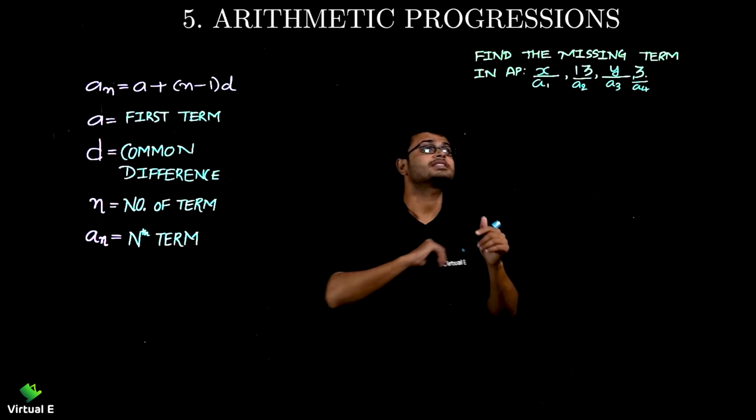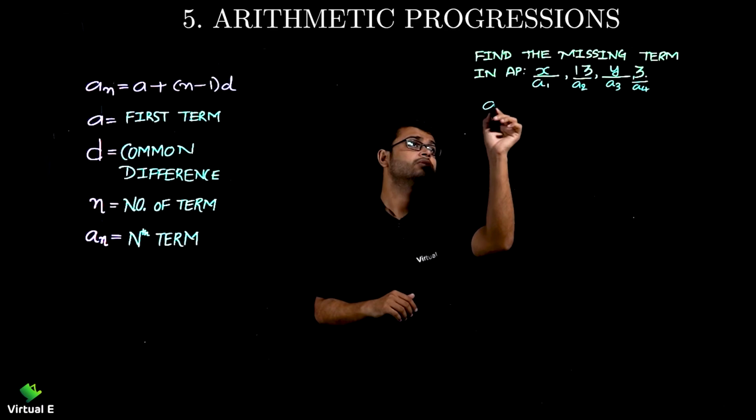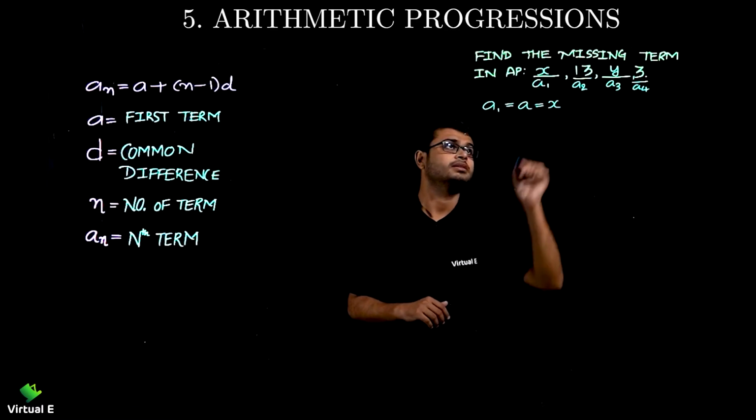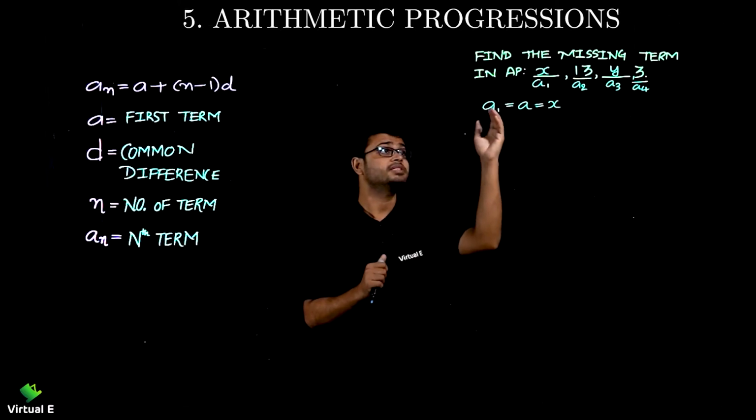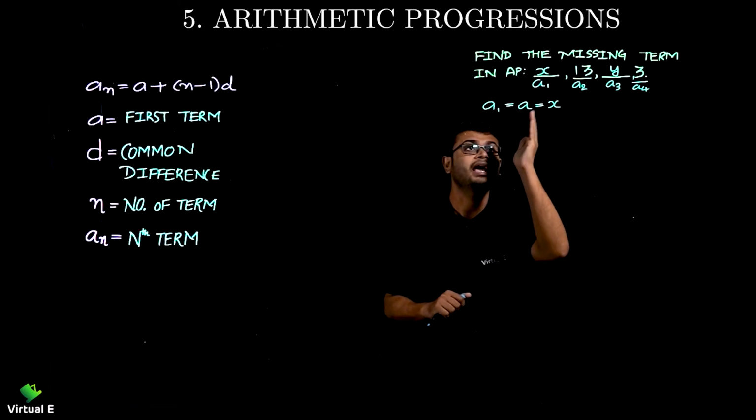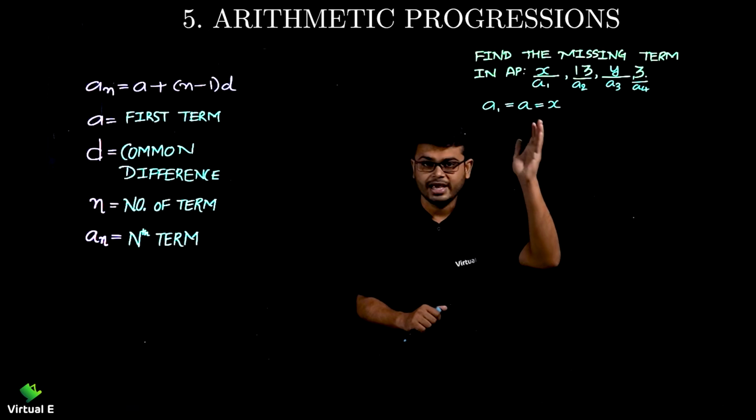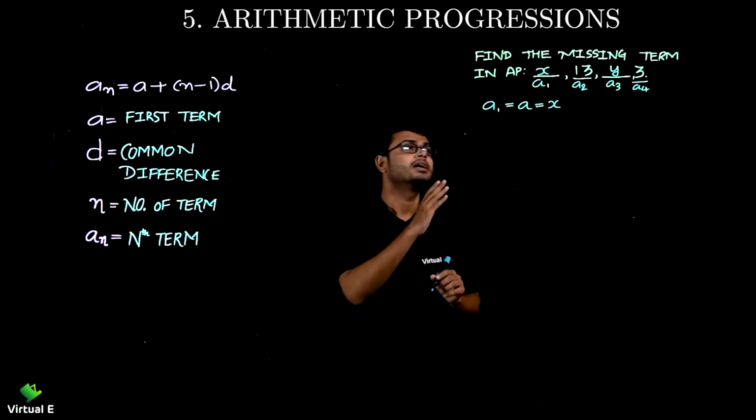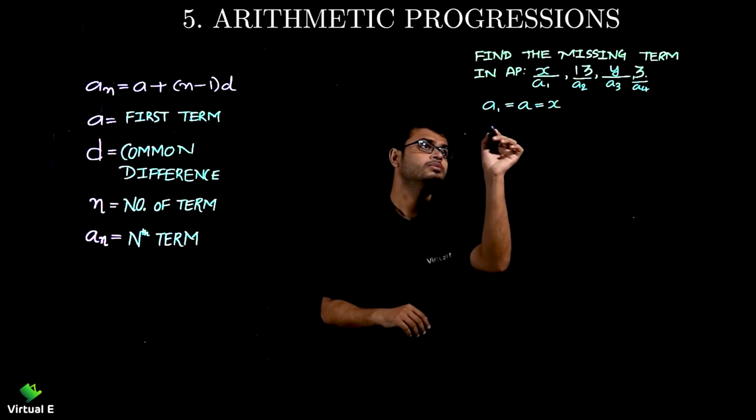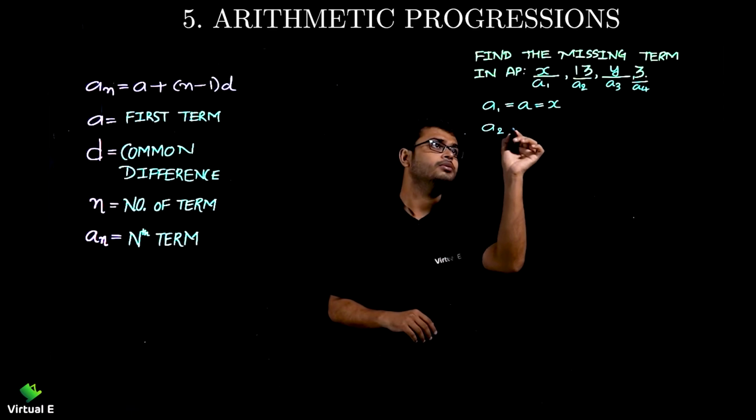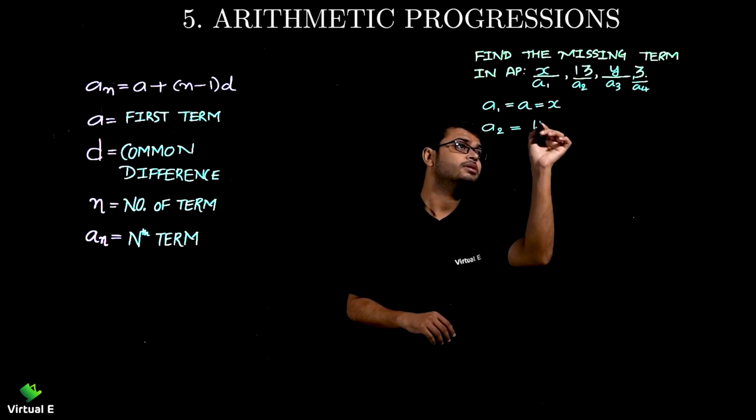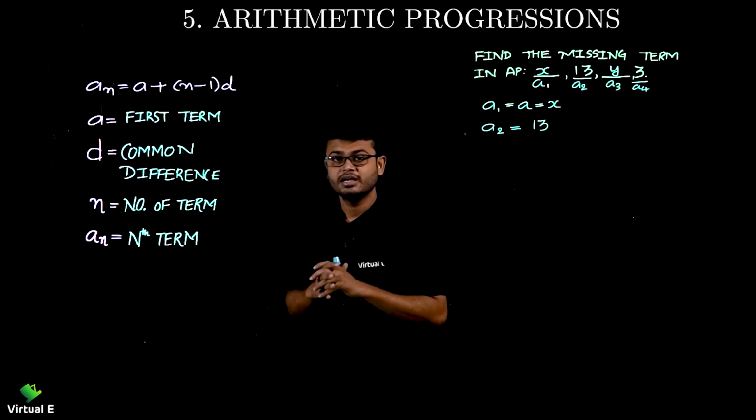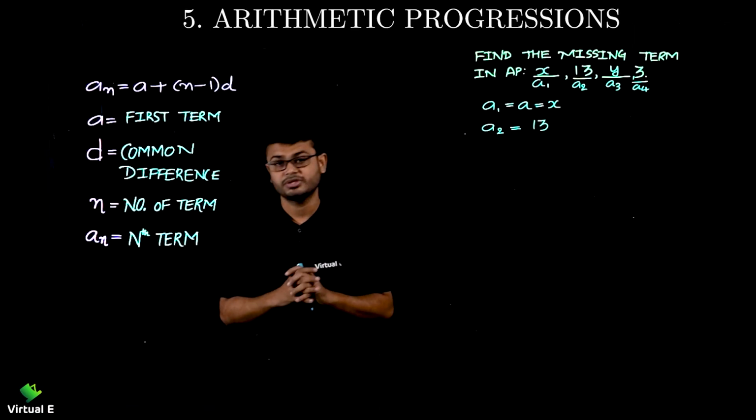Okay, so first of all, let's start with A1. A1 is equal to A is equal to x, right? Because the first term is x. So wherever I am going to write A, I will be writing x. You can write A as well, that will also help you. No worries, all fine. Next term A2, very important. A2 is equal to 13. So how shall we use this information?